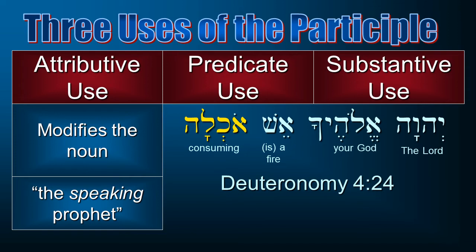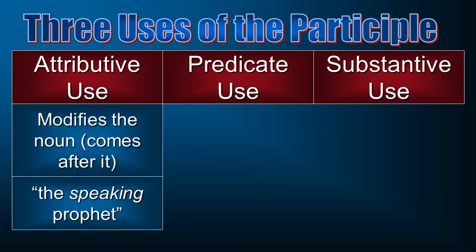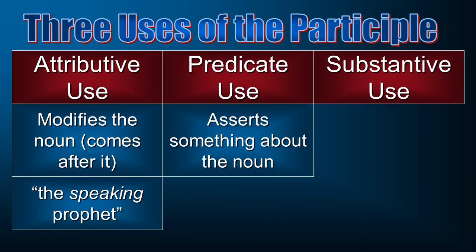Notice there was no definite article for fire, so there's no definite article for consuming. They match up. Next, we have the predicate use of the participle. This asserts something about the noun. It tells us something about it.